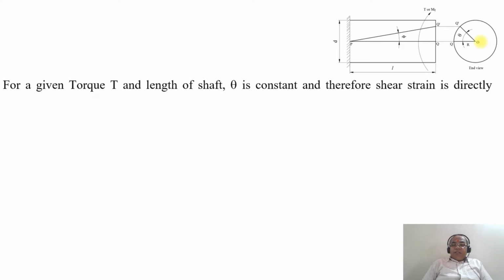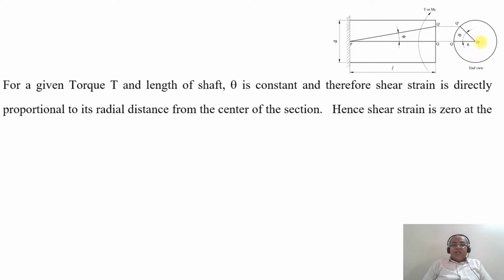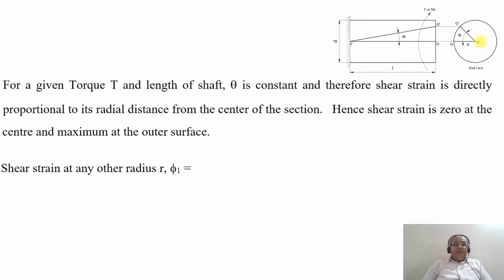So for a given torque capital T and a constant length of the shaft, shear strain is directly proportional to its radial distance from the center of the shaft section. Hence shear strain is 0 at the center and maximum at the outer surface. Therefore, shear strain at any radius small r, which is phi 1, will be equal to small r into theta by L, because at any other radius it will be small r. If it is at the outer surface, then it is capital R into theta by L. We call this equation 2.